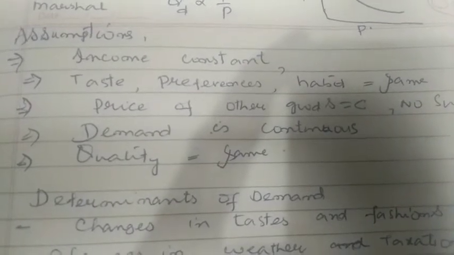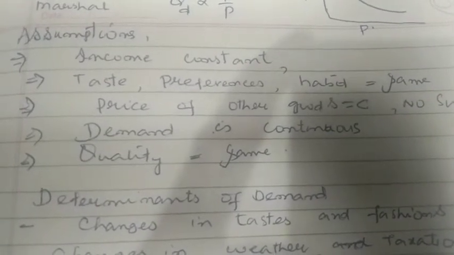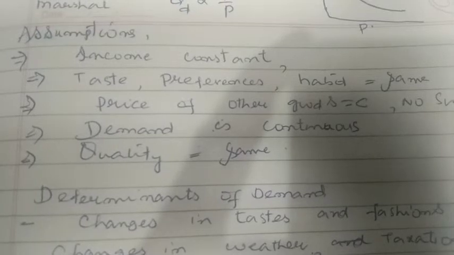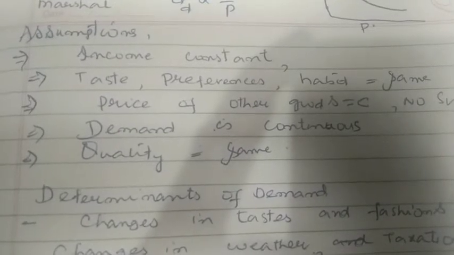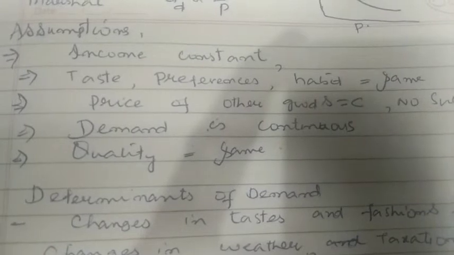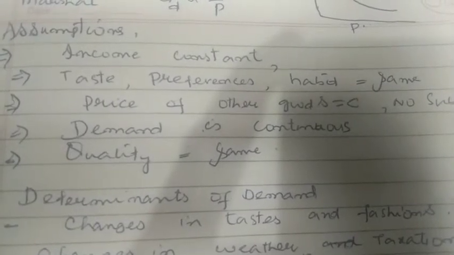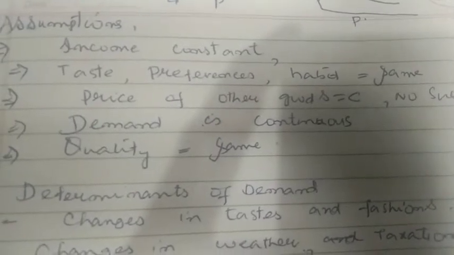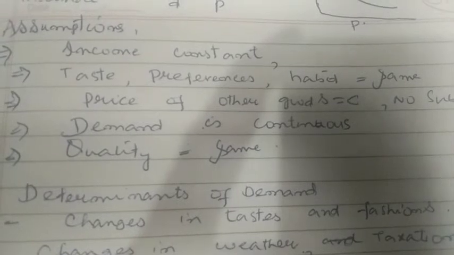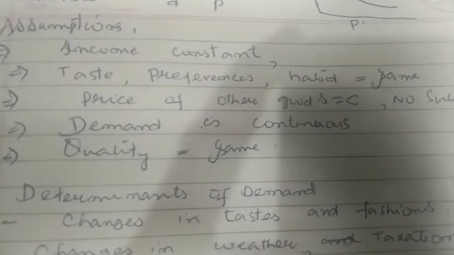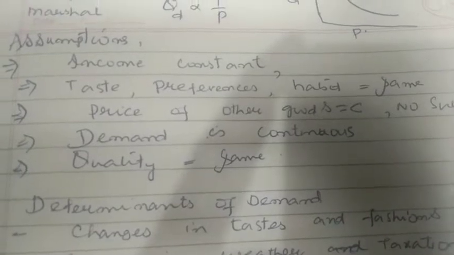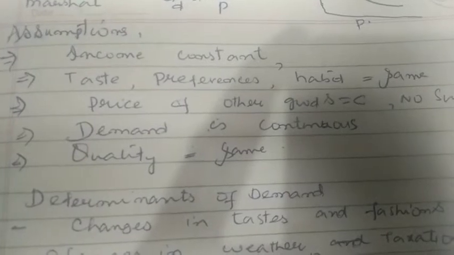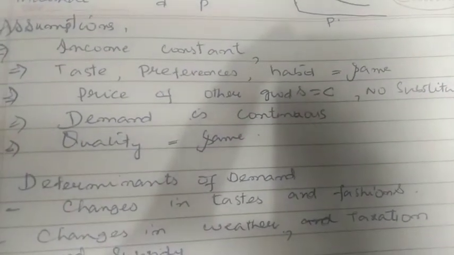Preferences and the price of other goods should be constant. You used to be a tea lover, now you are a coffee lover, so the quantity demanded of tea has changed. You won't buy tea, and instead you will buy coffee. Or the price of tea has increased to such an extent that you cannot afford to buy tea, so you have shifted to coffee. So there should be no substitutes.